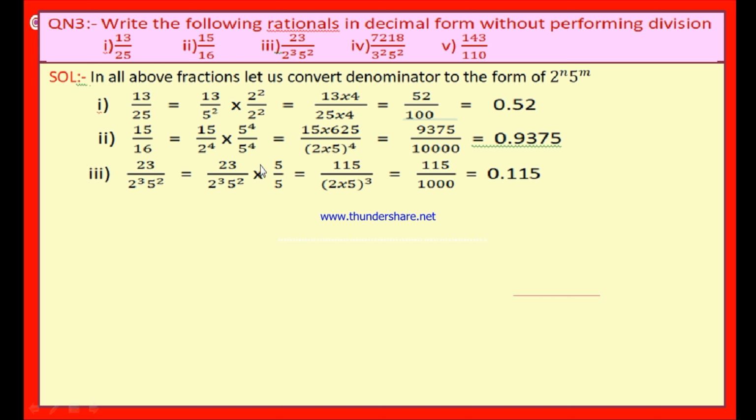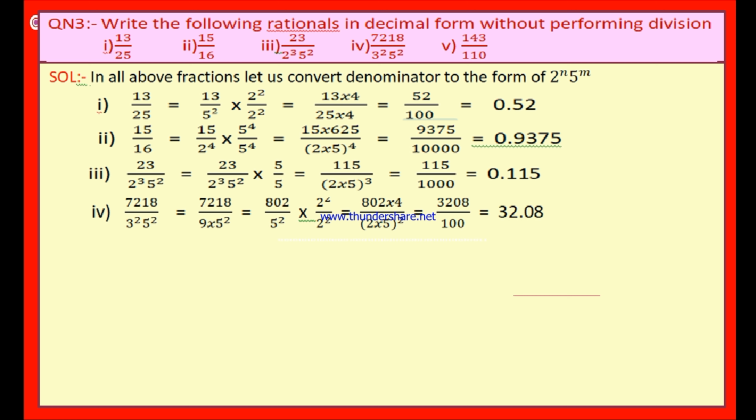Then the numerator is 23 into 5, which is 115. The denominator is 2 cube into 5 cube, that is 2 into 5 whole cube. That is 115 by, 2 into 5 means 10, whole cube is 1000. Since there are 3 zeros, there should be 3 places after the decimal. Therefore, this is 0.115.